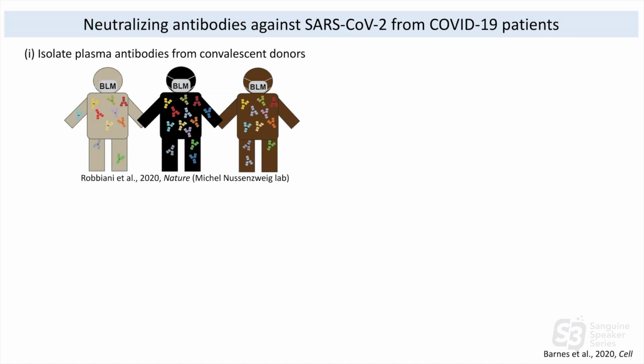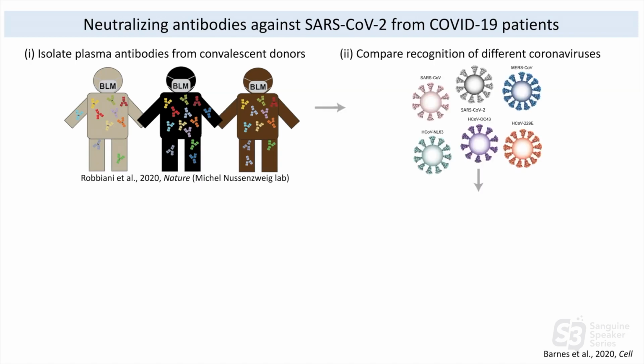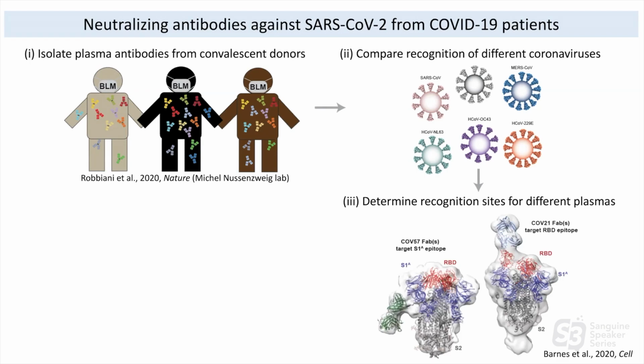Okay, so then what my lab went on to do is actually isolate the IgGs from those plasmas, which were sent to us from the Nussenzweig lab. And then we compared recognition of different coronaviruses. We had SARS-CoV-2, we had MERS, and we had 3 of the common cold coronaviruses. I'll just give you a summary of that without showing the data. It's in the paper that is referenced at the bottom of the slide.